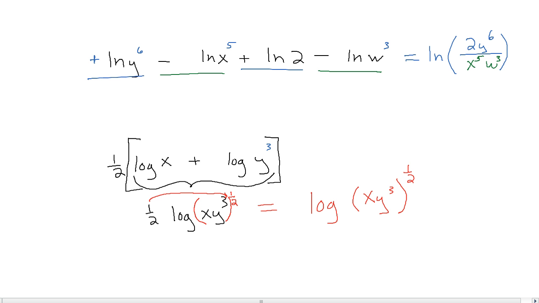The 1/2 goes up, so once I've put it up there, I can take it off, and I have log of xy cubed to the 1/2. And then to finish the problem, whenever you have a 1/2 exponent, that's the same as a square root. So a 1/2 exponent becomes the square root.